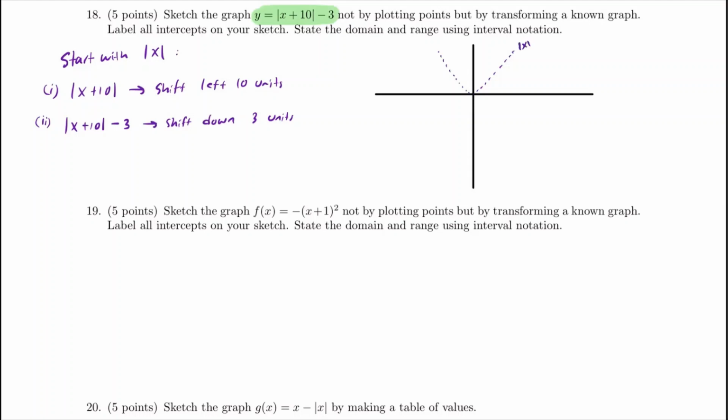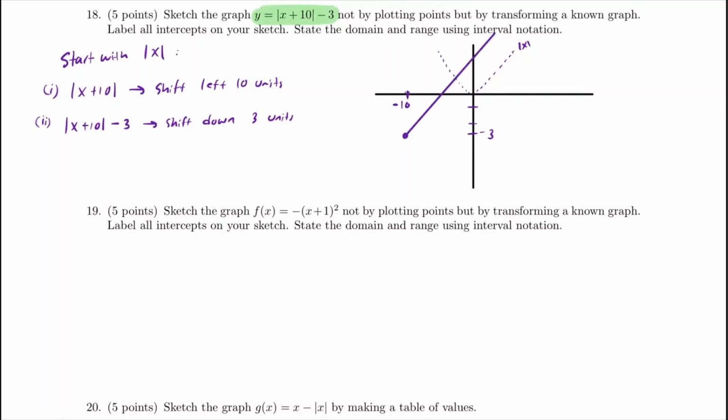Then we're going to go left 10 units. So let's suppose this is 10. So left 10 units. And then from there, imagine the V sitting right here, and then it's going to go down 3 units. So I'm just going to go ahead and erase this for clarity. And then we're going to go down 3 units. So suppose 1, 2, 3. So it's right here. So that is our graph. Our graph is just going to go something like this.